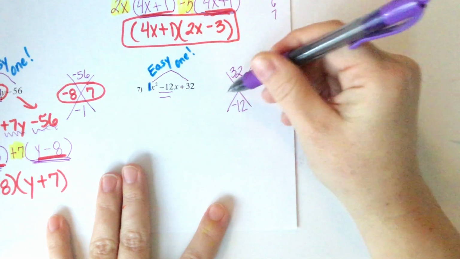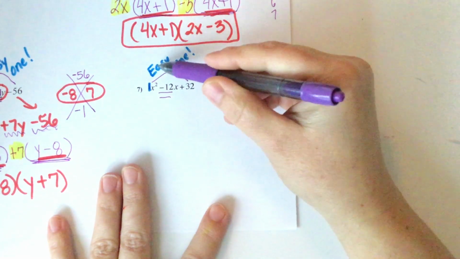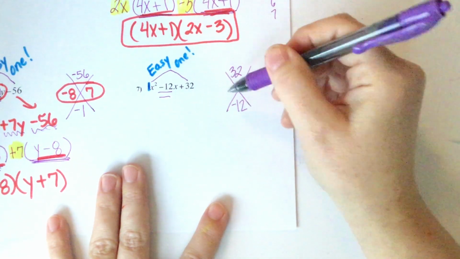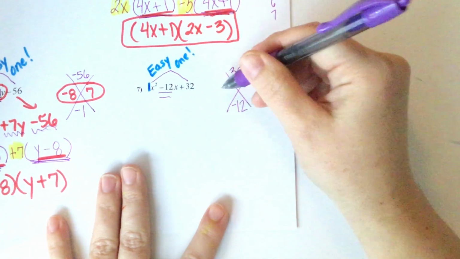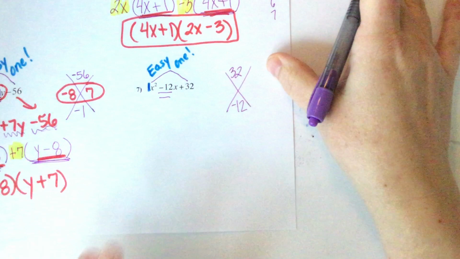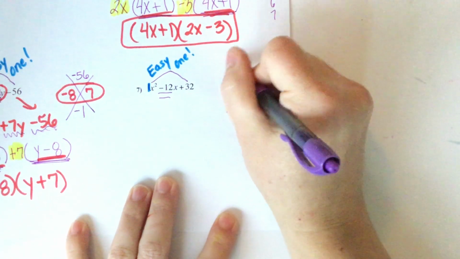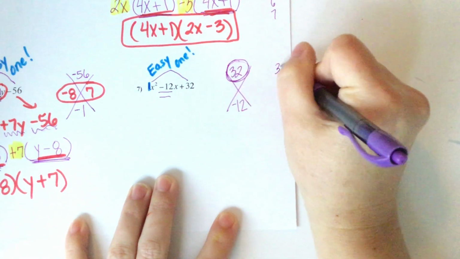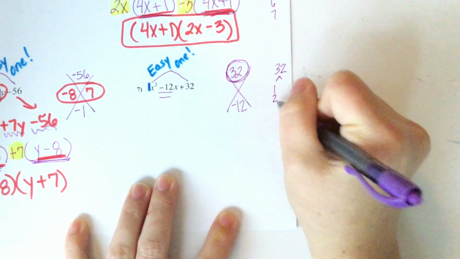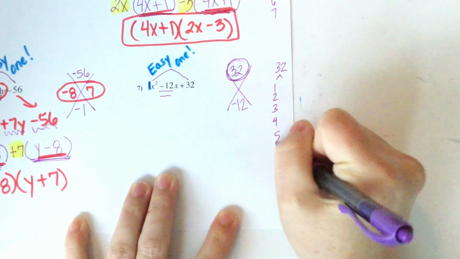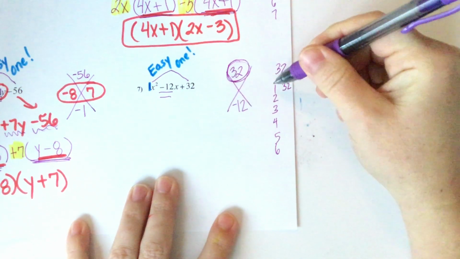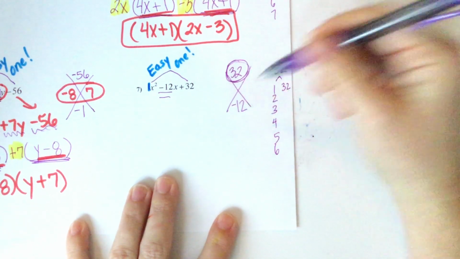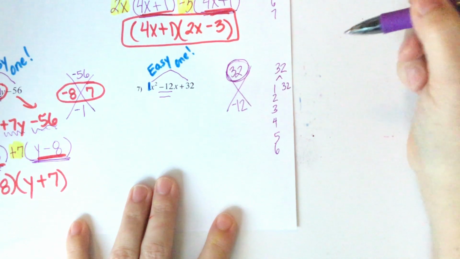Now, this is the hard part for people. So when I call it the easy one, they're like, this isn't easy, because finding these numbers is not easy for people. But after you find the numbers, then it's easy. Okay, so let's just say you're struggling. Let's write down what we want them to multiply to be and start making a list. We're going to find it eventually. 1 times 32 makes 32. But do these numbers add to make negative 12? No.